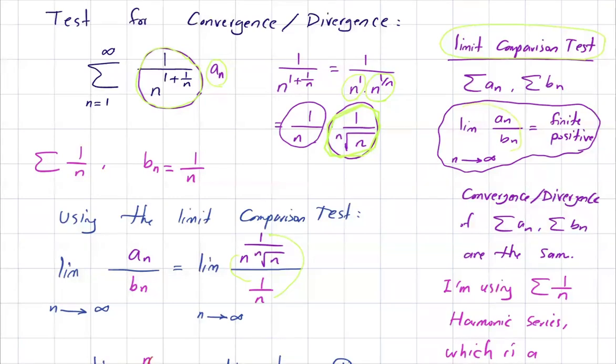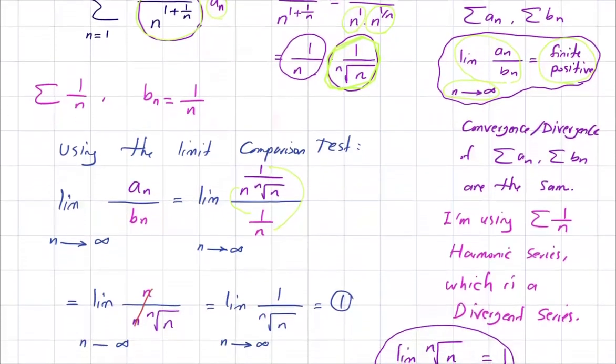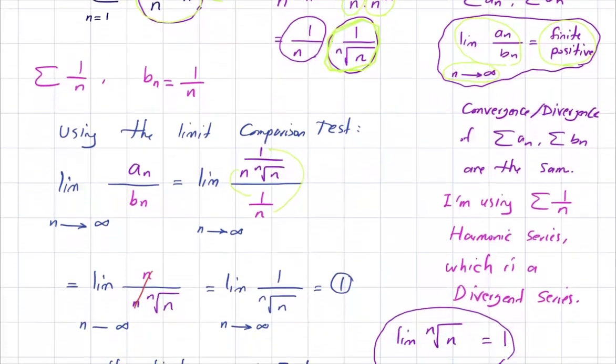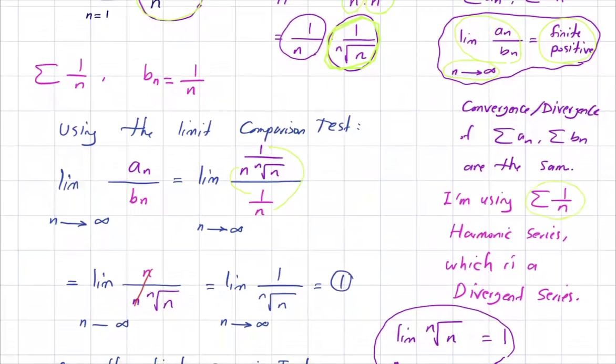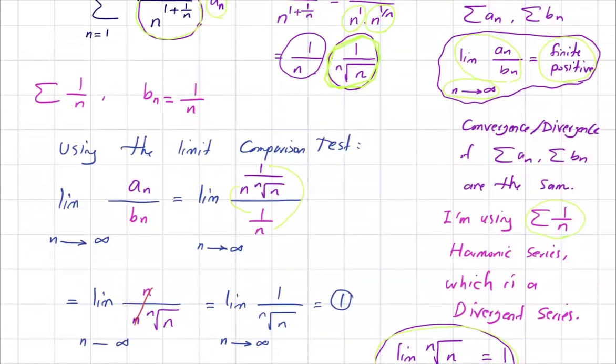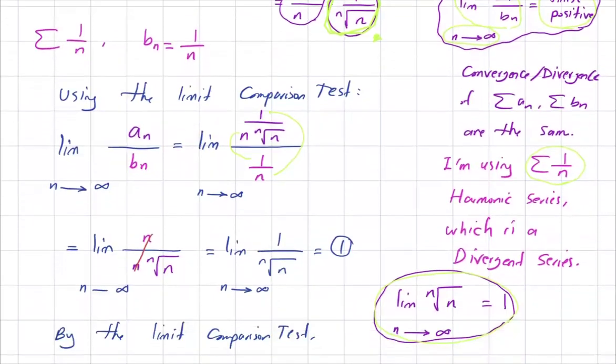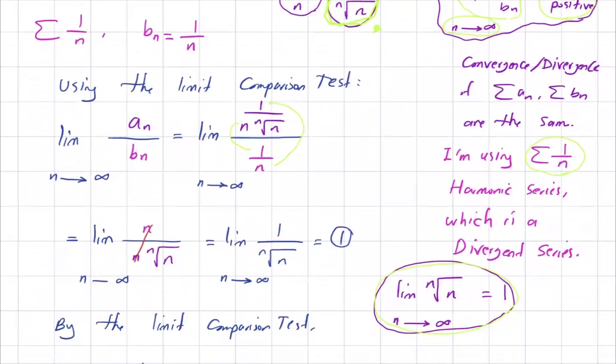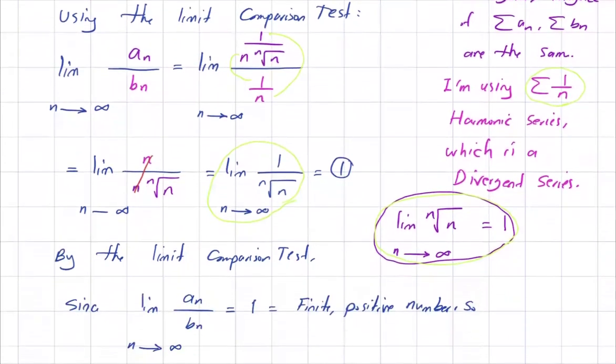Limit of an divided by bn as n goes to infinity. If this is equal to a finite positive number, the convergence and divergence of these two series is the same. I'm using the harmonic series. Again, why is that? Because I know the limit of the nth root of n as n goes to infinity is equal to 1, so I can easily get rid of the limit here. So the limit of an divided by bn is the limit of 1 divided by the nth root of n as n goes to infinity, which is equal to 1.